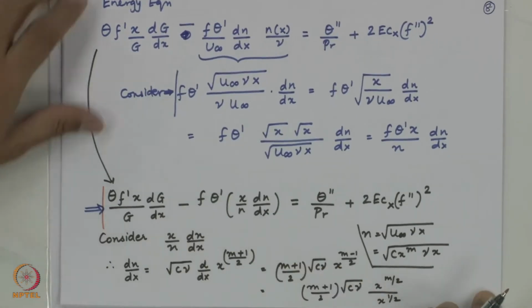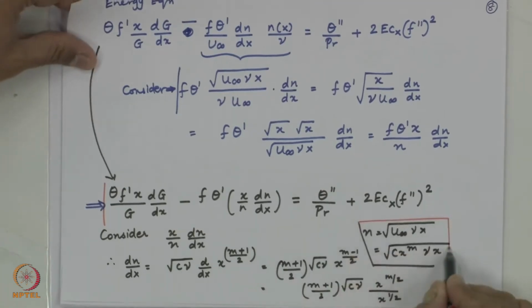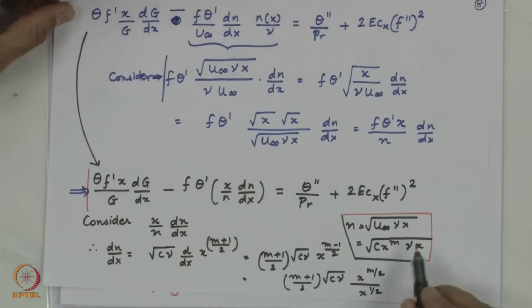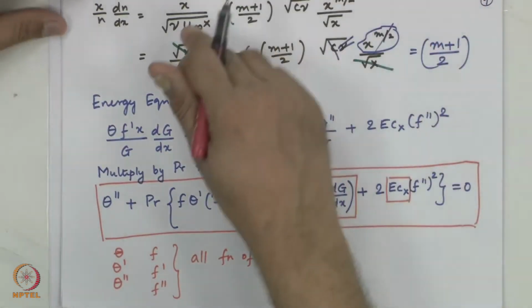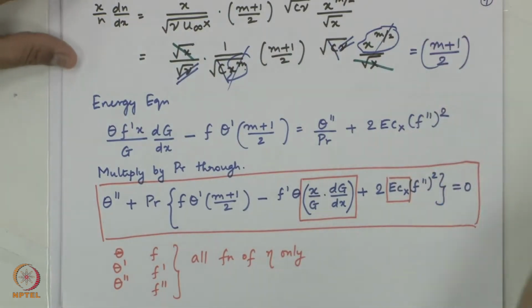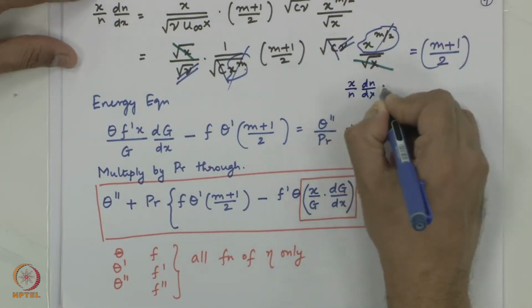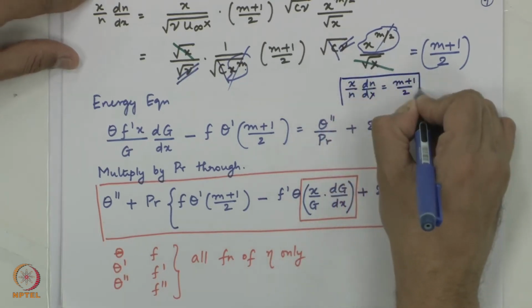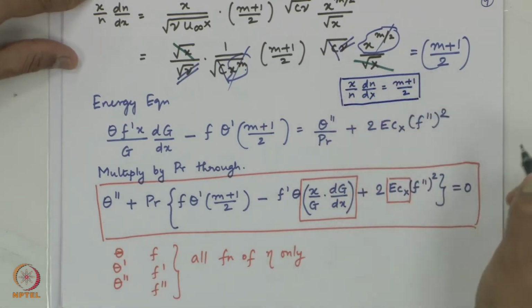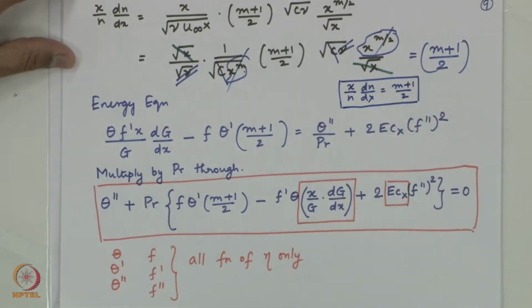Then we have terms like x over eta d eta/dx. So we went on to manipulate that. By definition of eta, which is (u infinity/nu x) to the power half, we substituted u infinity equal to c x to the power m, and when we went on to define this, we came up with the fact that x over eta d eta/dx is equal to (m plus 1)/2, where m is the pressure gradient parameter. Remember from the momentum equation, m is the pressure gradient parameter, m equal to 0 for flow over a flat plate.